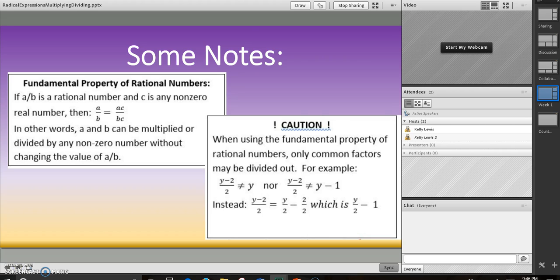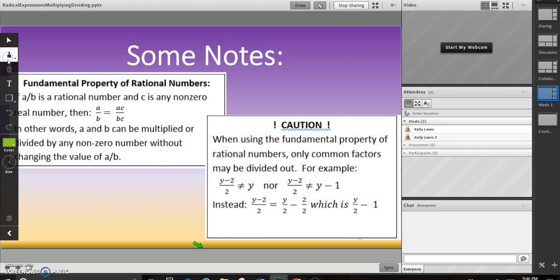Alright, so I'm just telling you that this property exists. It's not like I'm ever going to ask you what the fundamental property of rational numbers is. But I need you to understand that if you have a fraction, like a over b, and you multiply anything by it, c, it doesn't change the value of a over b.